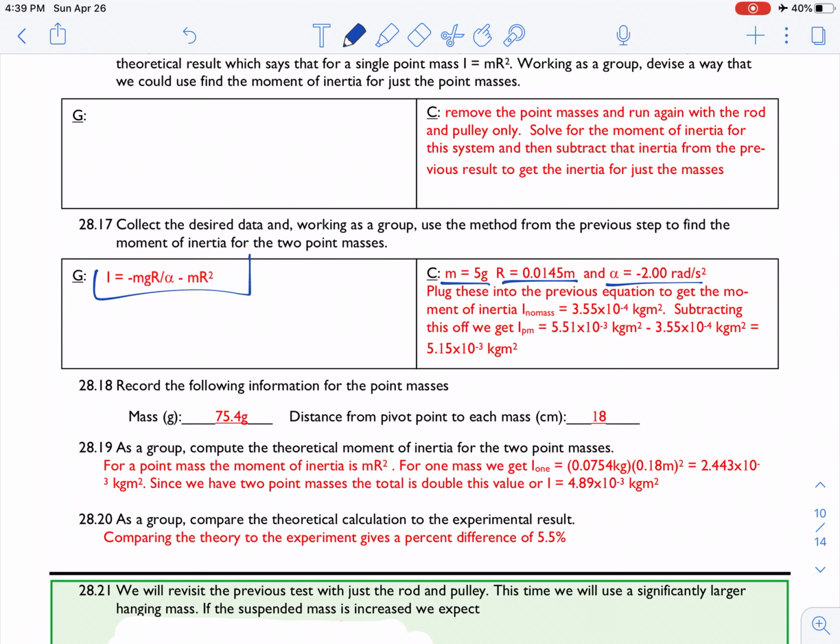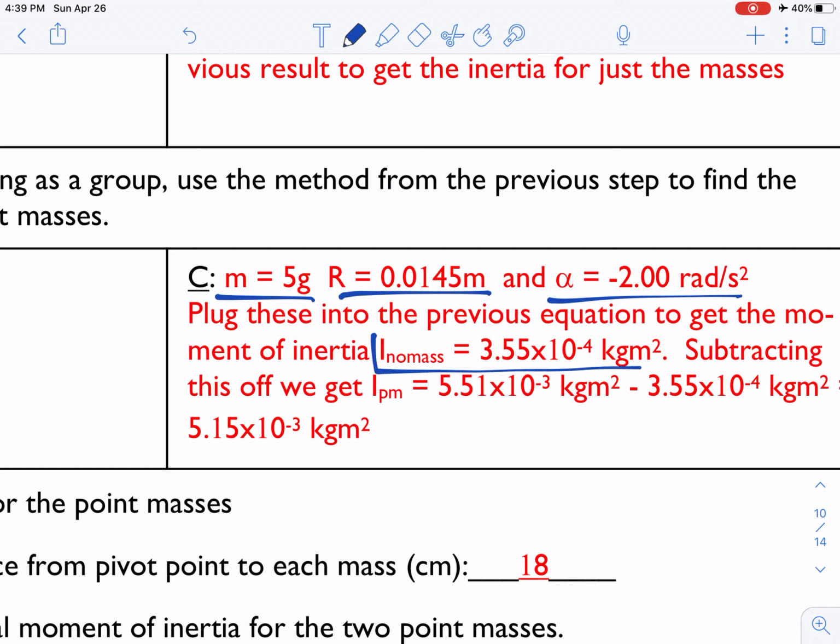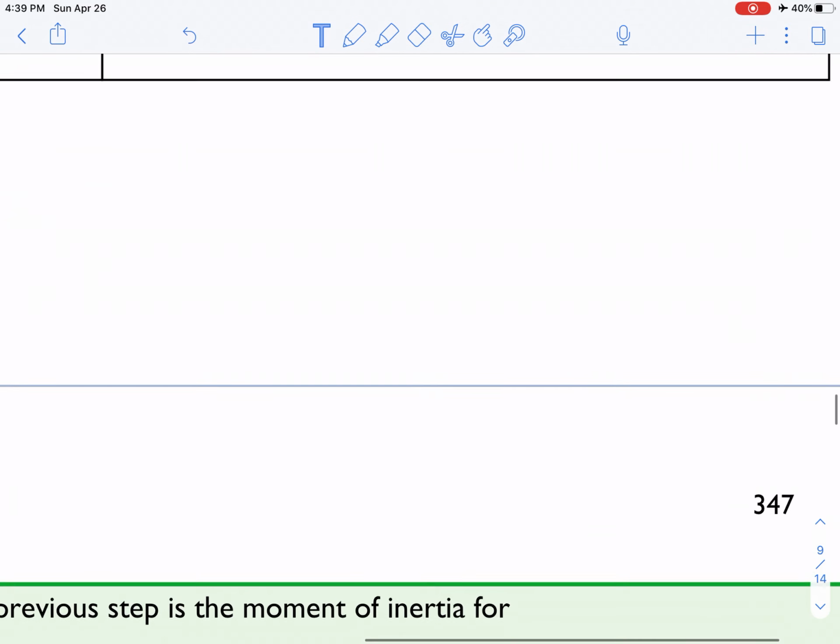Now, if you plug these in here in the equation for inertia, you can find what we call I no mass. So we got rid of the masses on each side, and this inertia is the inertia of the rest of the things that spin as a system, except those two masses. This value is found to be, as you can see right here, 3.55 times 10 to the negative 4 kilogram meters squared. So it should make sense. It is much less than what we found earlier, right?